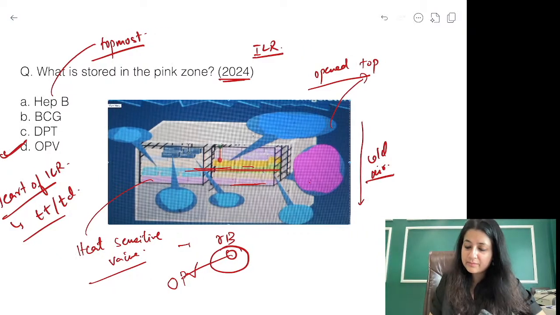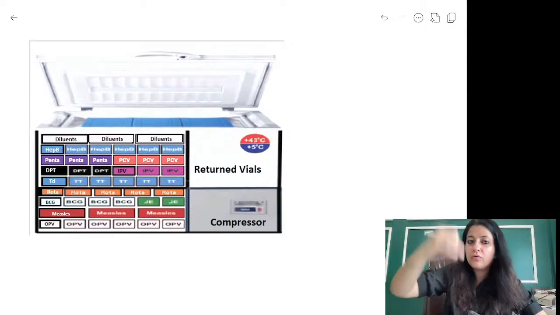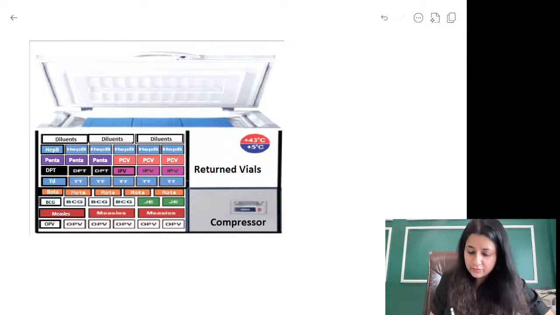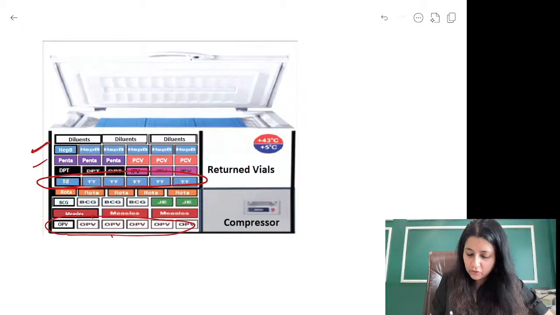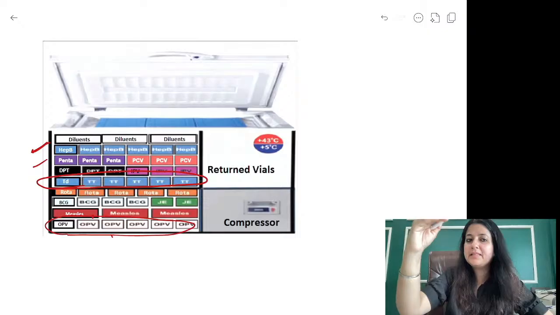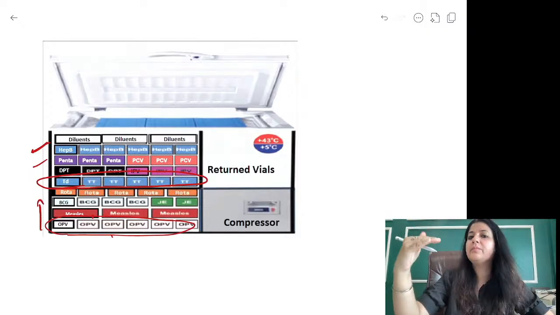ठीक है, let me show you an image of the ILR as well. Look, this is the image of the ILR. You all know cold air goes and settles at the bottom. So at the bottom we have the heat sensitive vaccines, OPV. At the top we have the freeze sensitive vaccines, and in the middle over here what do you have? The TT or TD. All the T series vaccines are above. After OPV you have measles, BCG. ये 3 order याद रखना, OPV, measles, BCG.